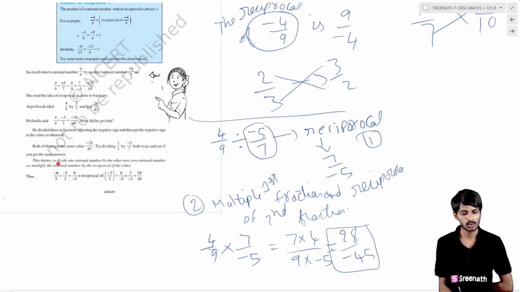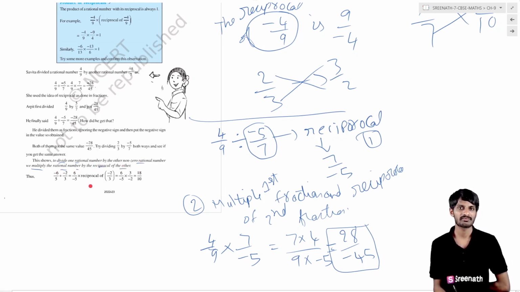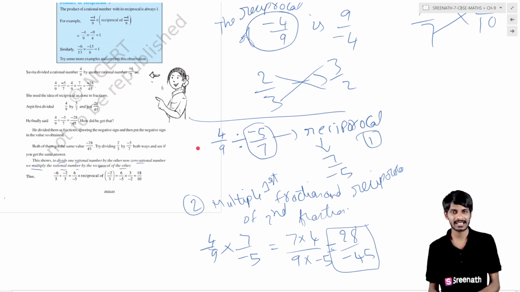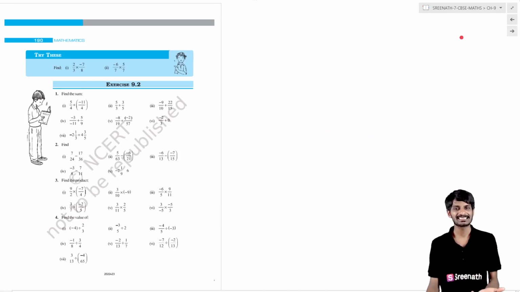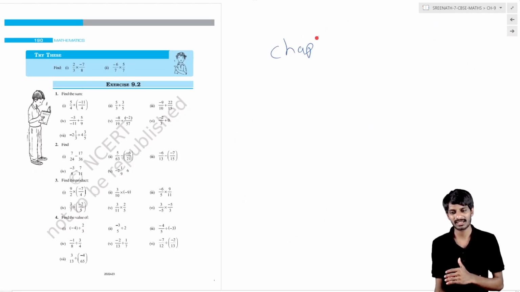Thus this shows that to divide one rational number by another non-zero rational number, we multiply the rational number by the reciprocal of the other. We have to find the reciprocal of the second rational number, and multiply the first rational number with the reciprocal of the second rational number. That's it, guys. We have completed our chapter. And what next?